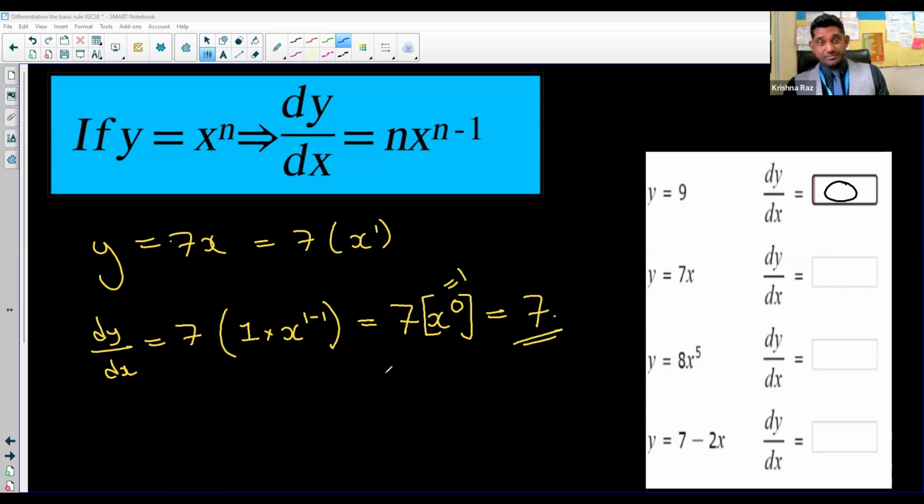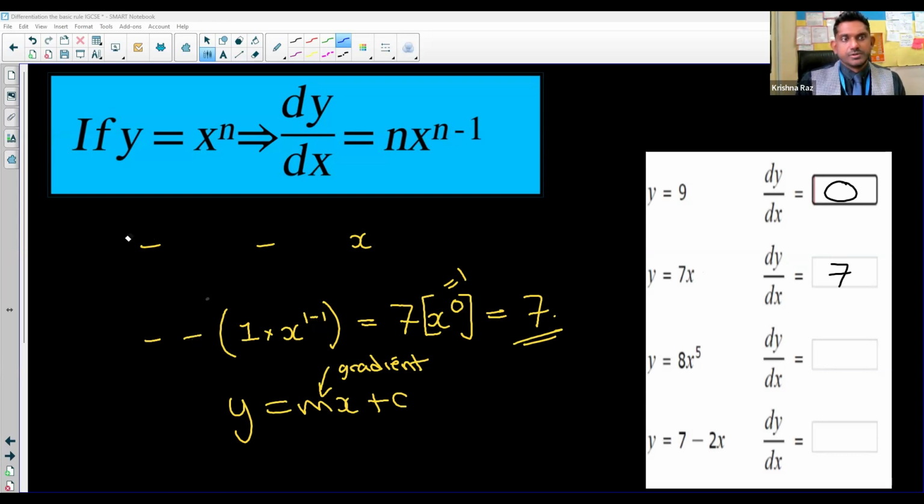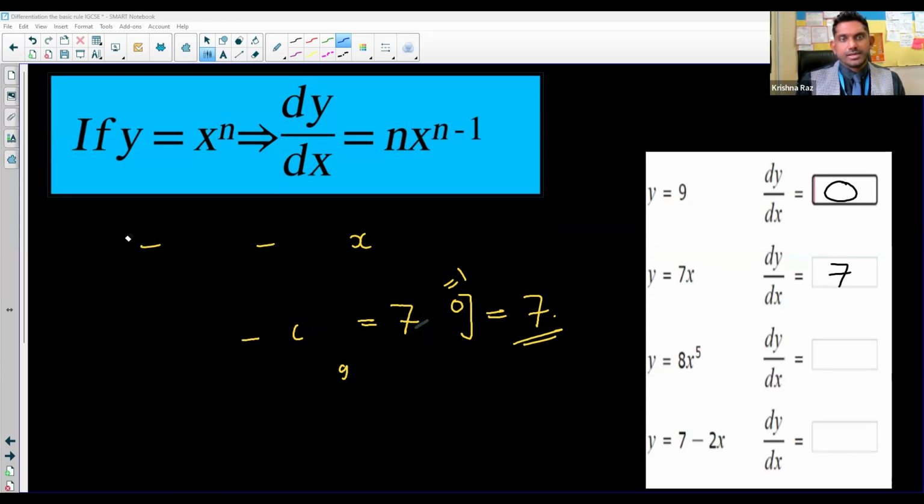But we also know that from the equation of a straight line, this number is the gradient. So in this case as well, we could have seen quite quickly that the gradient was 7. Yeah. So let's do the next one.